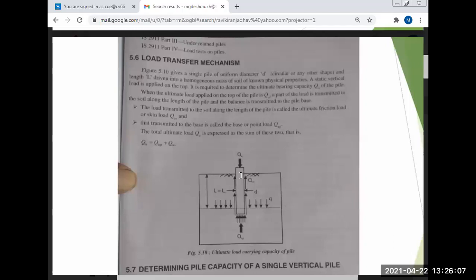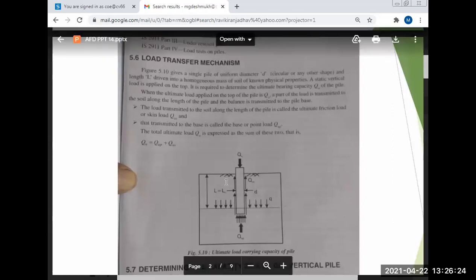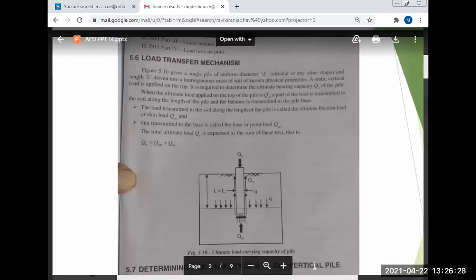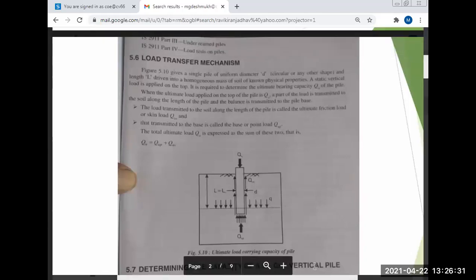देखिए ये है pile आपका. इसका length है L. इसका diameter है D. A pile is there whose length is L, and whose diameter is D. Now a load is applied here. Of course, the load of superstructure will come. So this load is transferred to the soil in the foundation, isn't it?